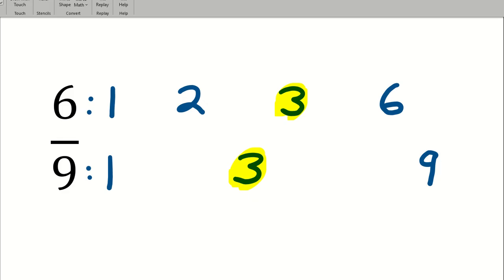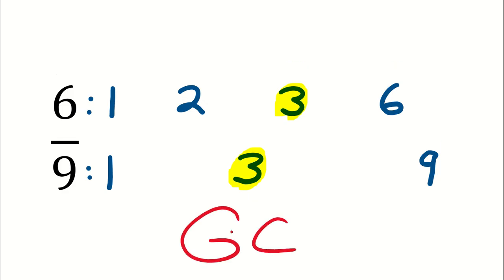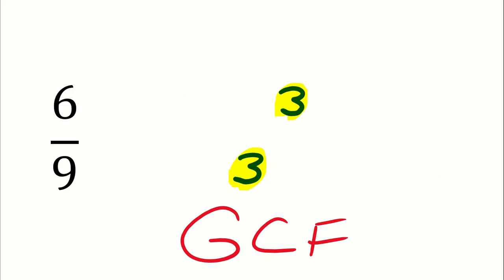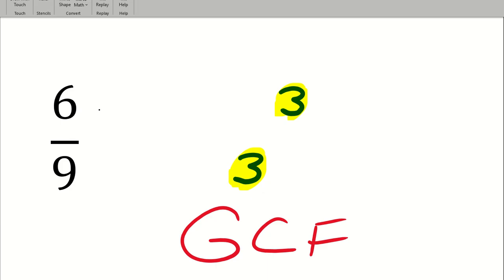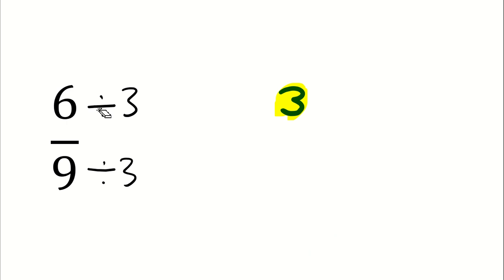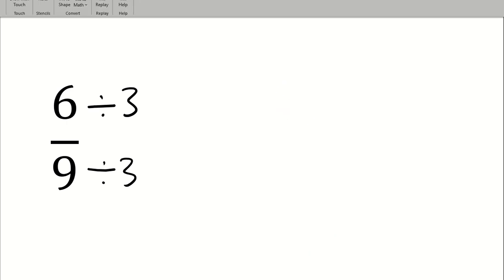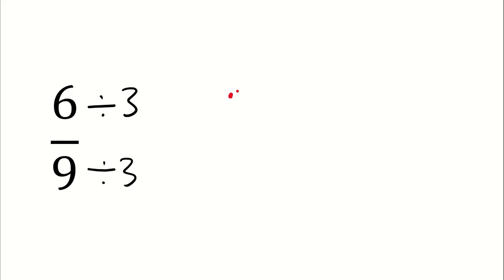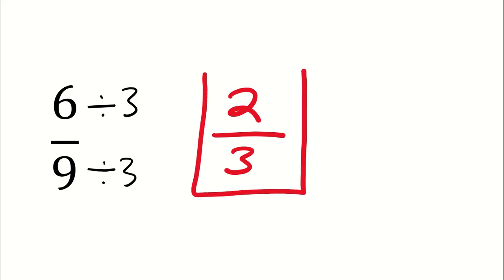So that, my friends, is the greatest common factor, also known as the GCF, and we can simply divide the top and the bottom number of that fraction by the GCF, which is 3, to determine what it is in simplest form. So let's go ahead and do that. We know that 6 divided by 3 is 2. And we know that 9 divided by 3 is 3. So thus that simplifies to 2/3.